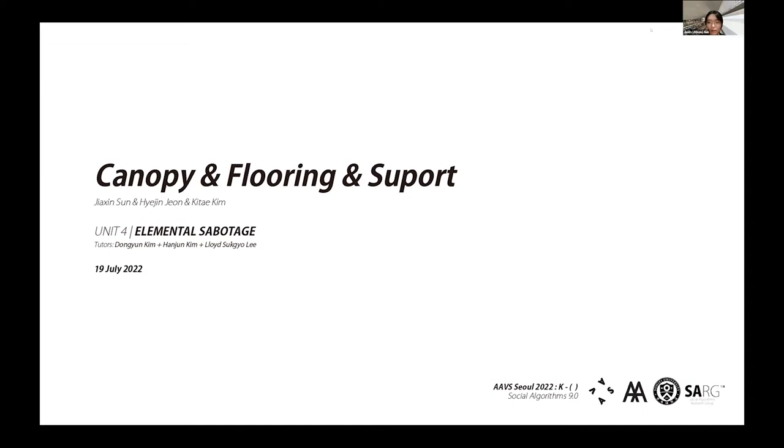So hello everyone. We are a group from Unit4 Elemental Subtouch, and I'm Jiaxin, and my teammates are Heijin and Kite. So each group member has done research on different fundamental architecture elements from the traditional Korean houses by collecting 2D and 3D data and then generating models through the machine learning process. Next, please.